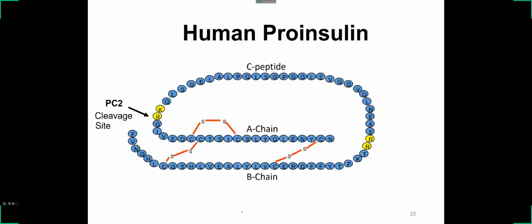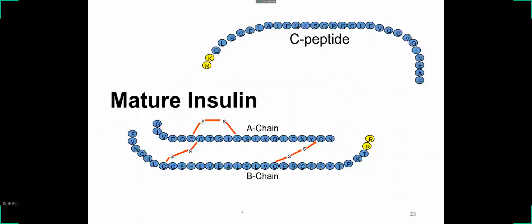Again, folding has to occur to appropriately present the cleavage sites, in this case for PC2, PC3, and eventually the processing of the mature peptide and cleavage, trimming down, right? You get cleavage by CPE. Remember, the CPE is going to trim the fat, taking off those last few lingering amino acids on the edge to clean up and present the final mature insulin.